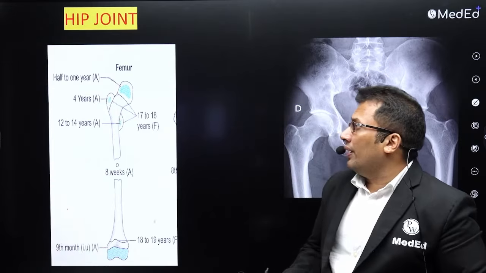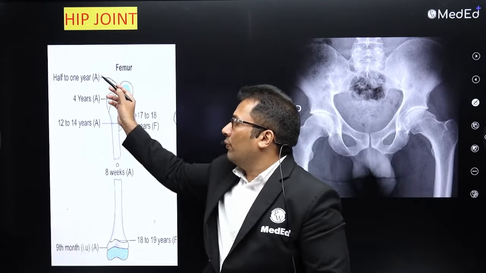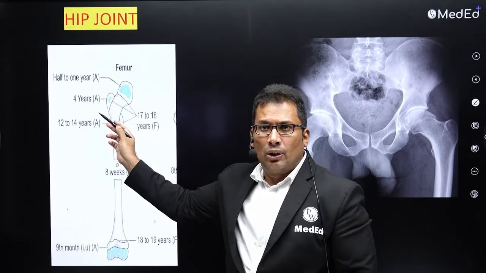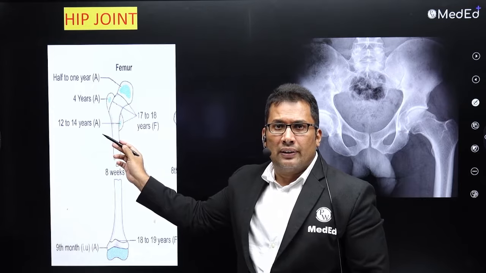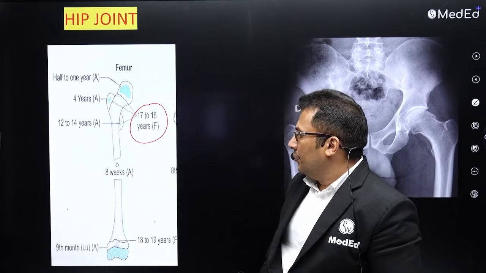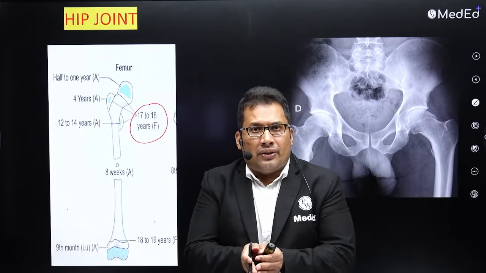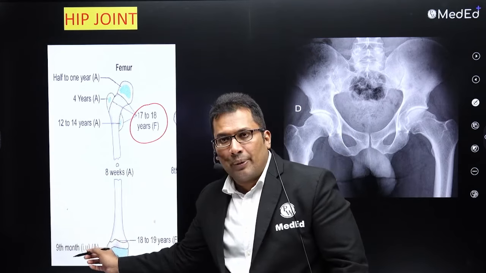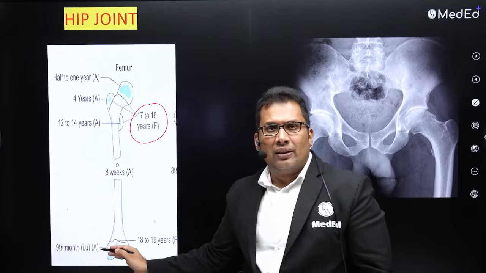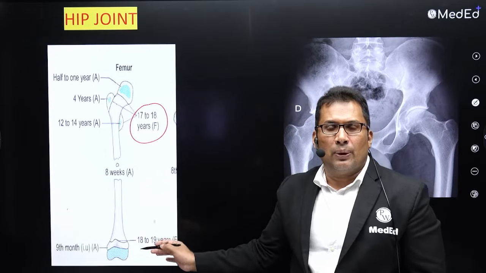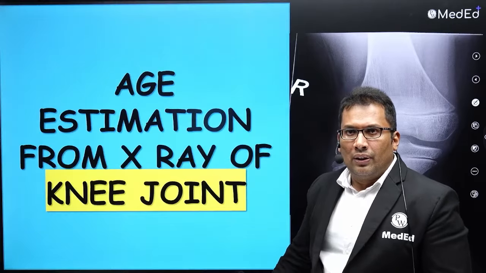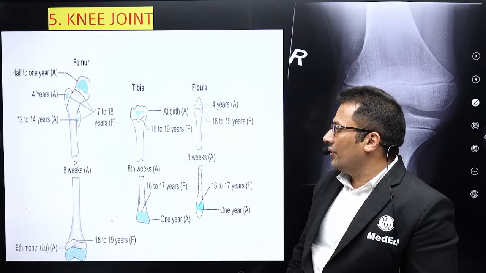Then the hip joint, the femur, 1, 4, 14 we discussed. 1 for the head, 4 for the greater trochanter, 14 for the lesser trochanter. The fusion occurs at 17 to 18 years. Lower end of femur, that can be asked: 9 months of intrauterine life appearance, fusion 18, 19 years. This is very important to find out whether the fetus is full term or premature baby. This is important.